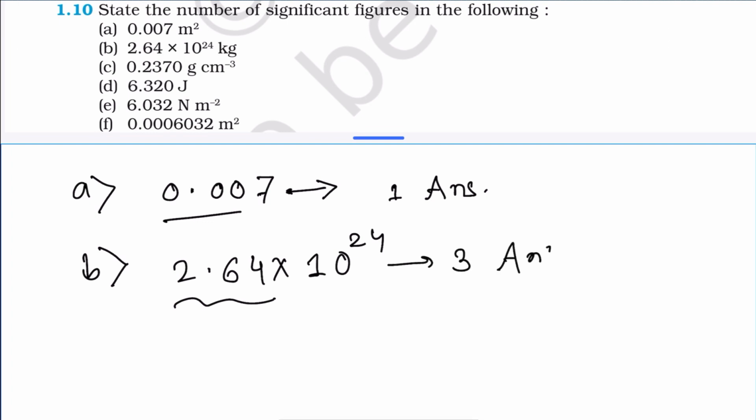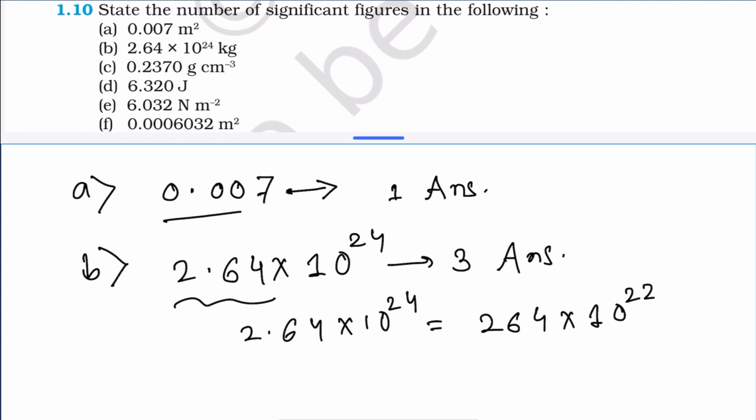But if you now include one more additional rule, then 2.64 into 10 to the power 24 can be written as 264 into 10 to the power 22, isn't it? Now you see there is no decimal in this number, so these 22 zeros are right-sided zeros. I can ignore them. In that case also you will get the answer 3.